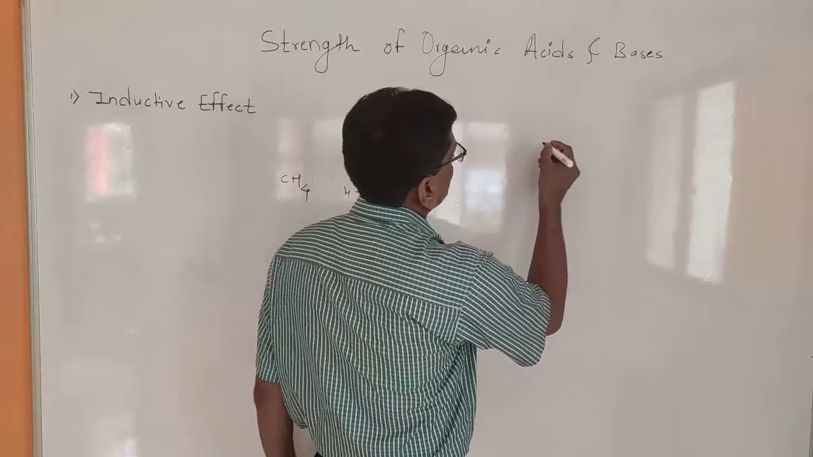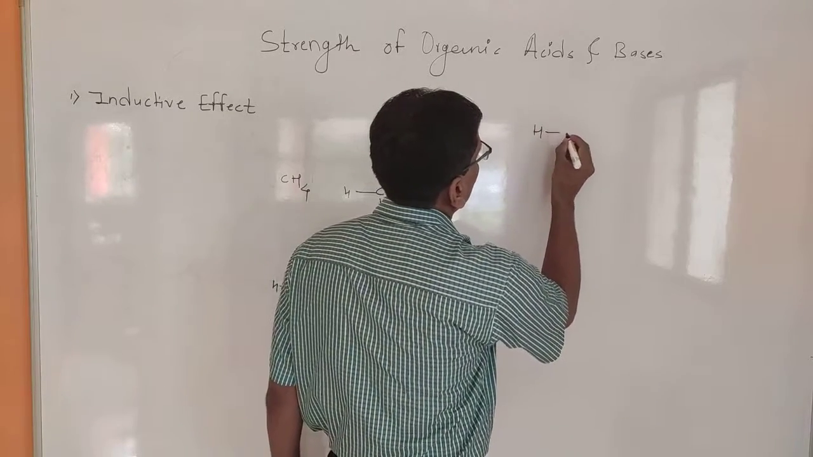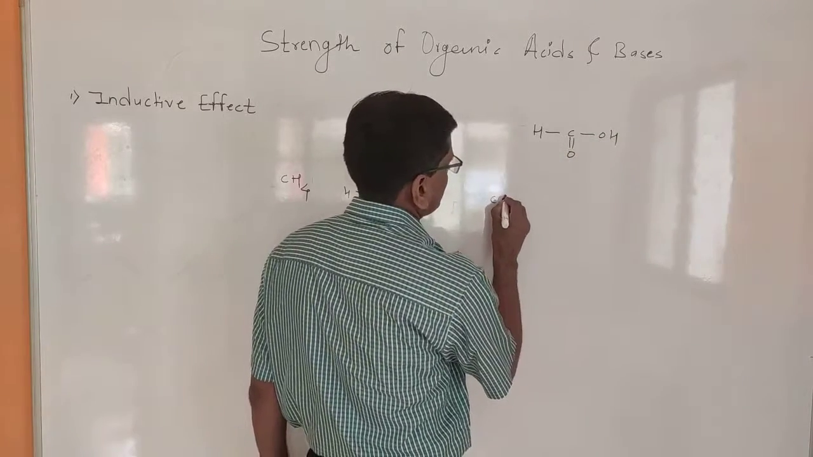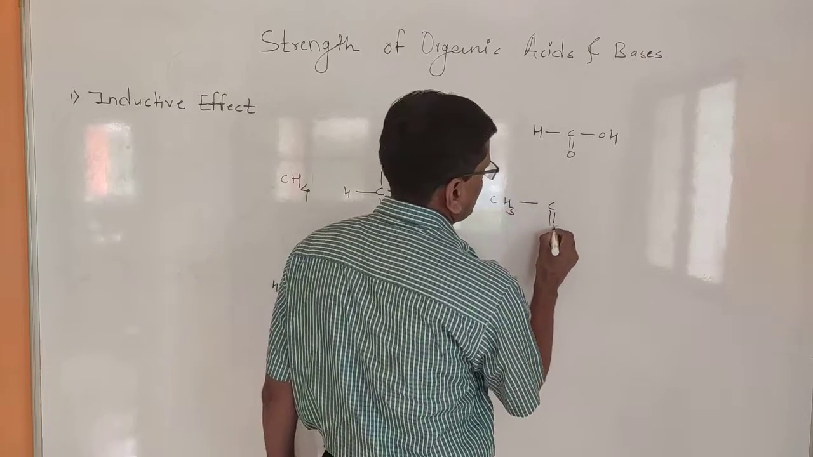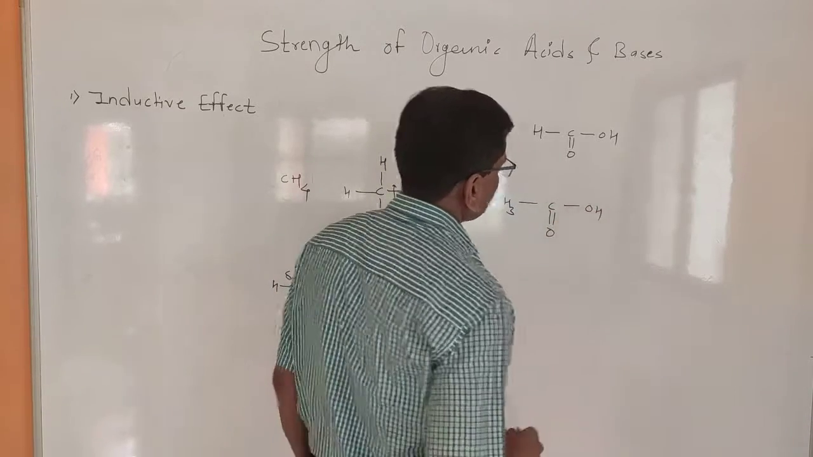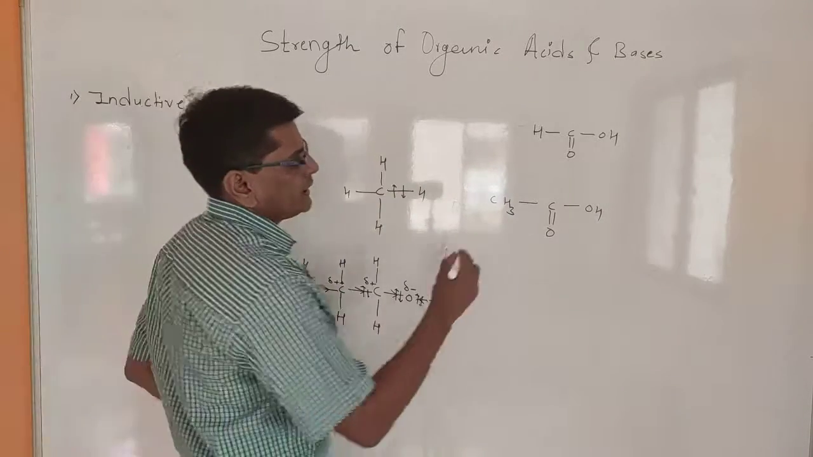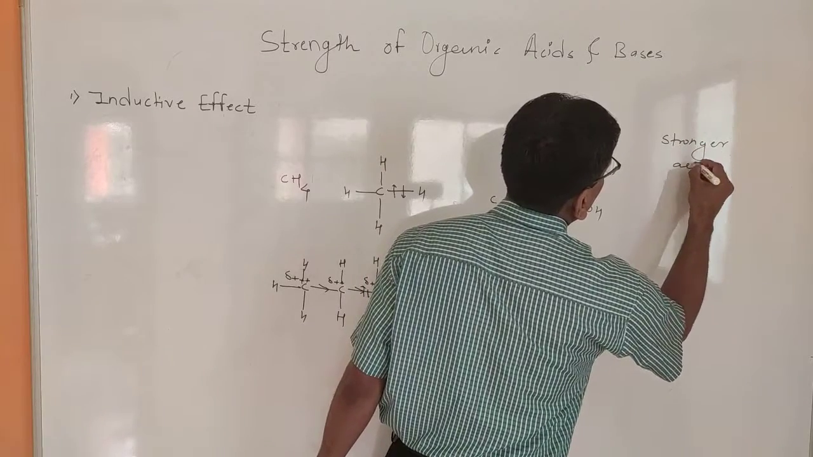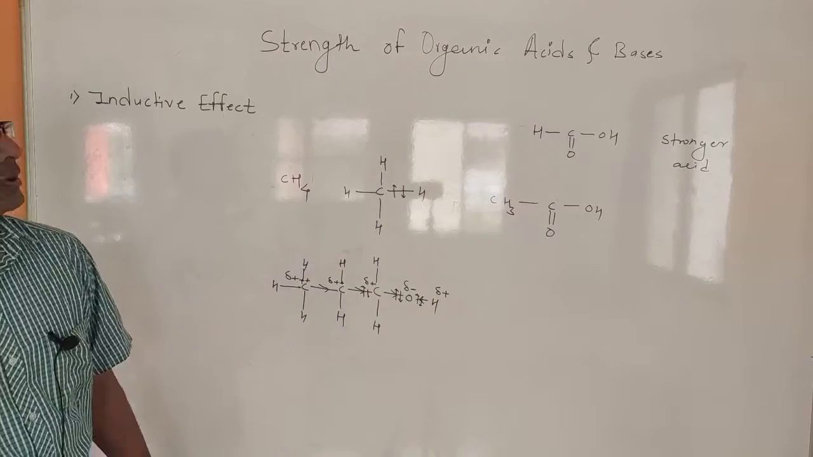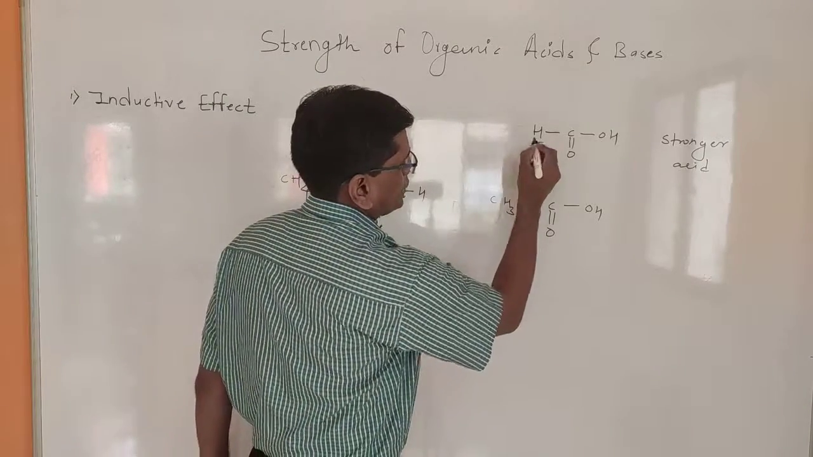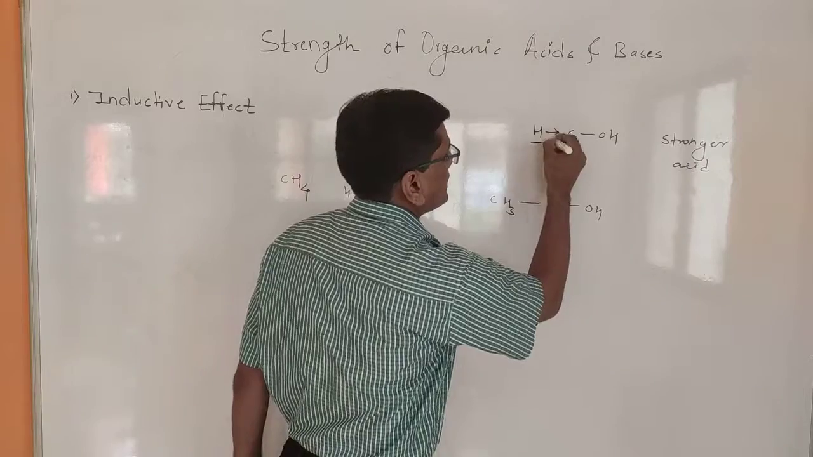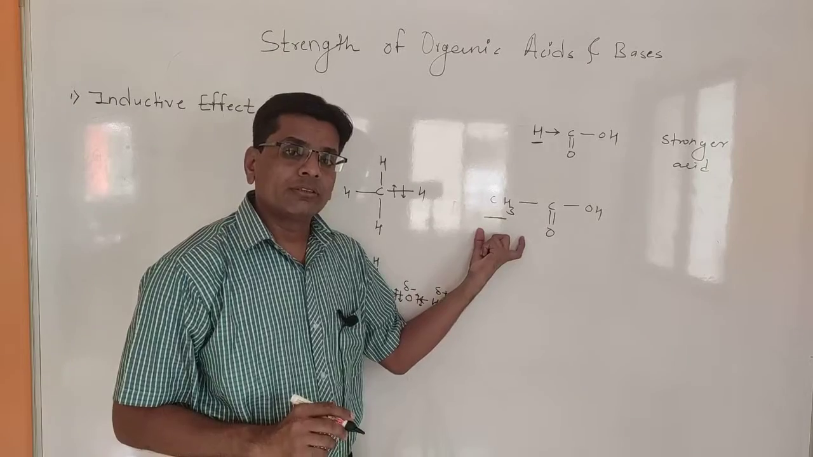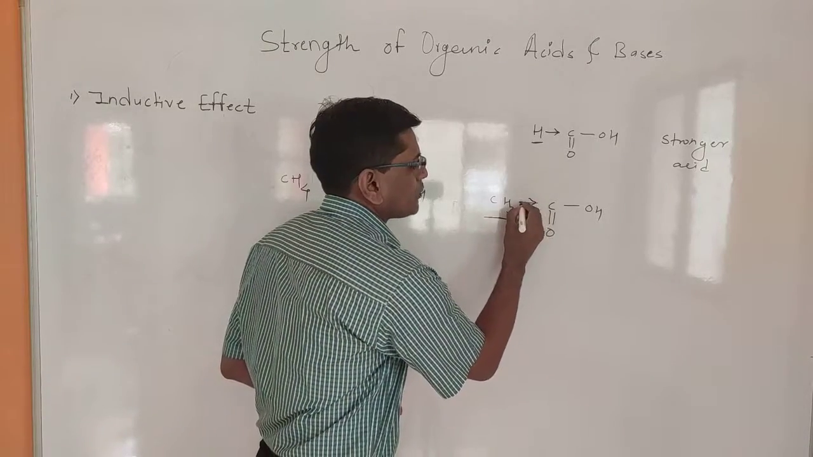For example, when we consider formic acid and acetic acid, here formic acid is the stronger acid than acetic acid. The reason is hydrogen is electropositive and could not donate the electron that much as compared to CH3. So CH3 is electron donating, it donates the electron to this carbonyl.